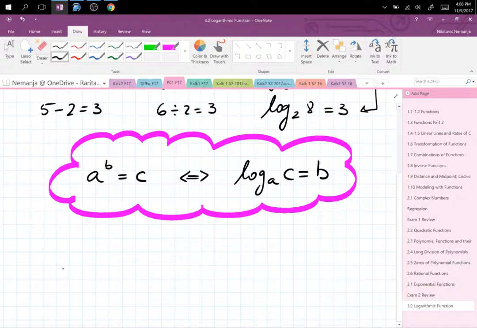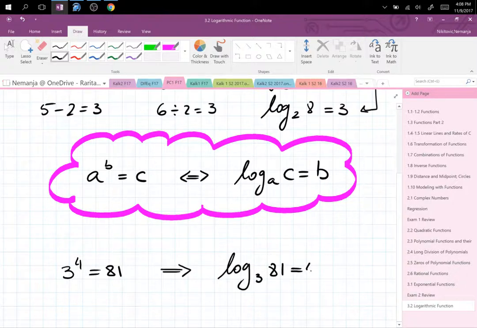So if I have 3 to the 4th is equal to 81, right? That's a calculation that you do in your head. 3 times 3 is 9, times 3 is 27, times 3 is 81. Or you can just say 3 to the 4th is 3 squared times 3 squared, which is 9 times 9, which is 81. Whatever way you come up with 81. When you convert this, log base 3 of 81 is 4. So you see that it computes exponents, right?